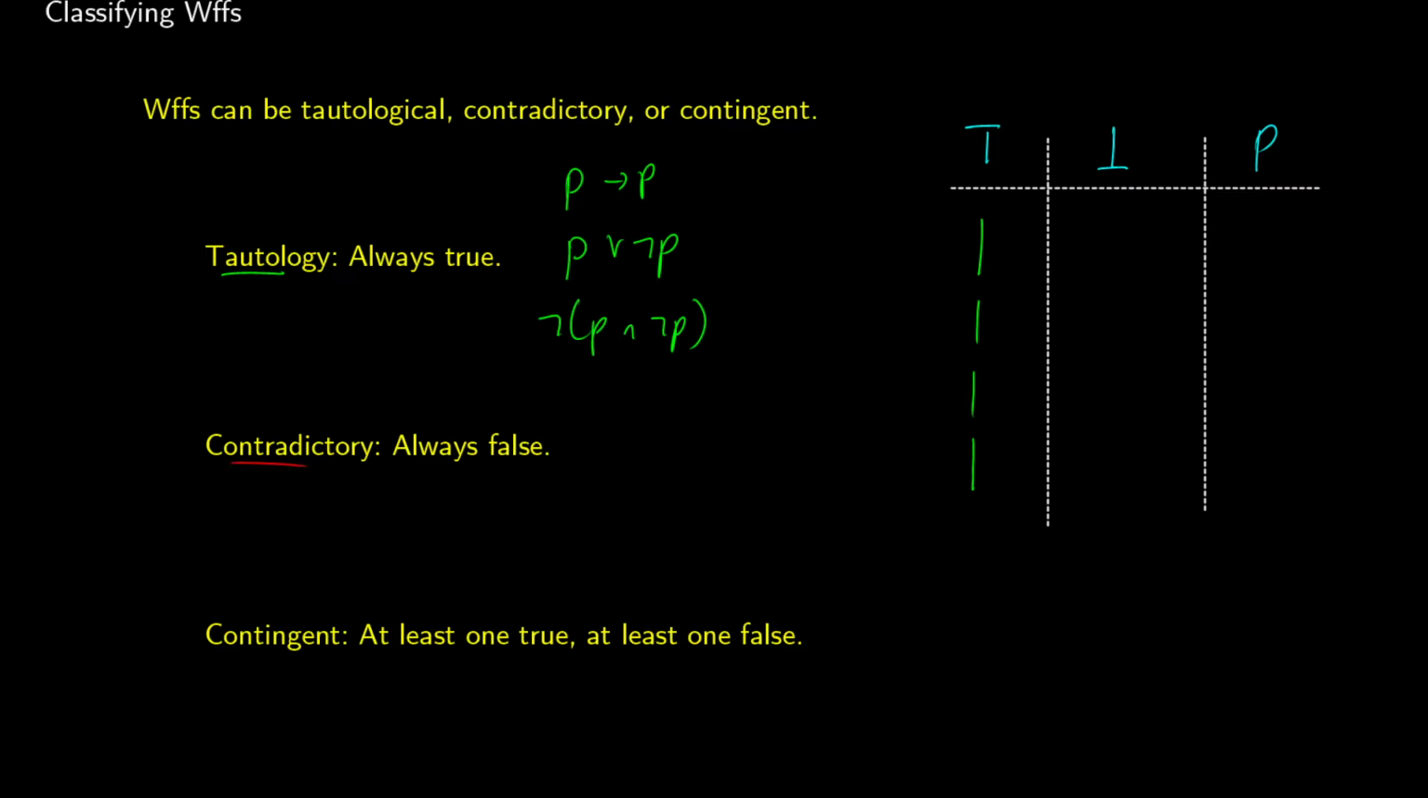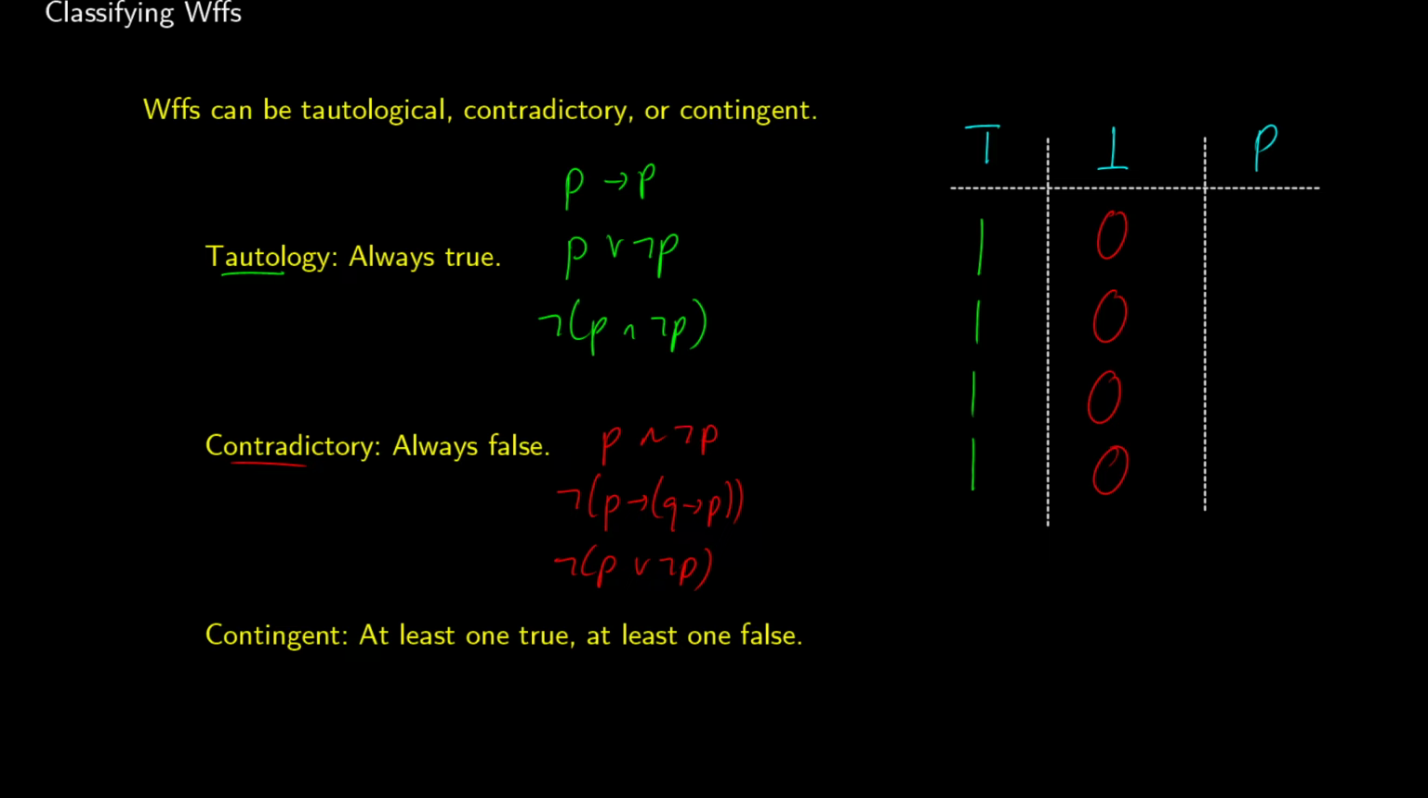If you have a contradiction, that means it's always false. So we use the upside down T, called the falsum, to signify this, and it would look like this. Every single row has a 0 in it. Some examples would be P and not P, since something can't be true and false at the same time. You could have not P arrow Q arrow P. This would be another example of a contradiction. You could do not P or not P. Basically, the negation of any tautology will be a contradiction. So that's another way you can look at it.